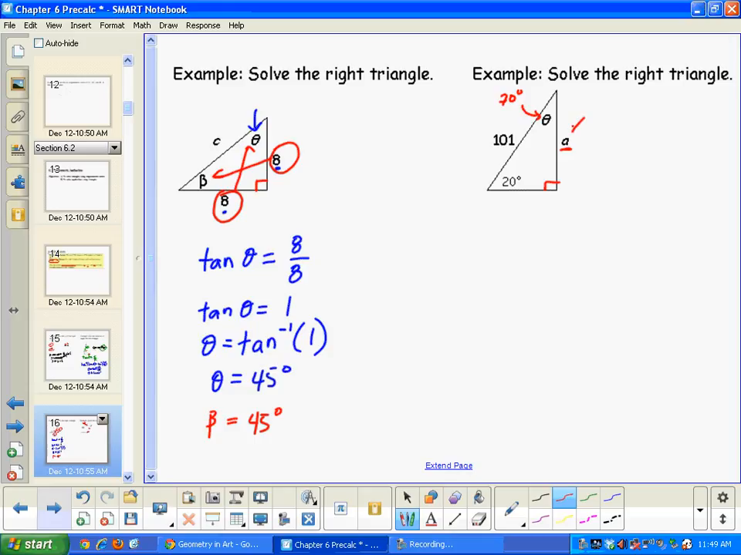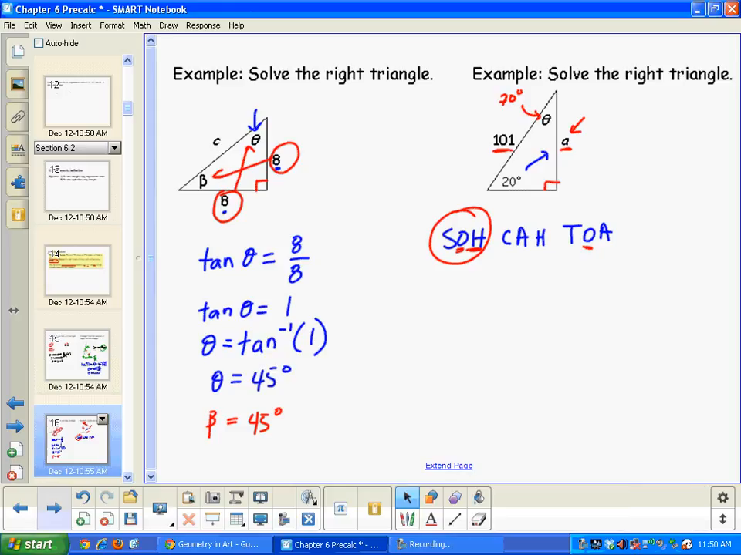Okay, so now let's go through and find the value of A. If we don't really know what we're going to use, let's write this down. I want to find A, and let's say we're working with our 20-degree angle. From our 20-degree angle, A is going to be our opposite. Let's underline my opposites. And then we have a 101, which is our hypotenuse. So that tells us that we're going to use the sine.